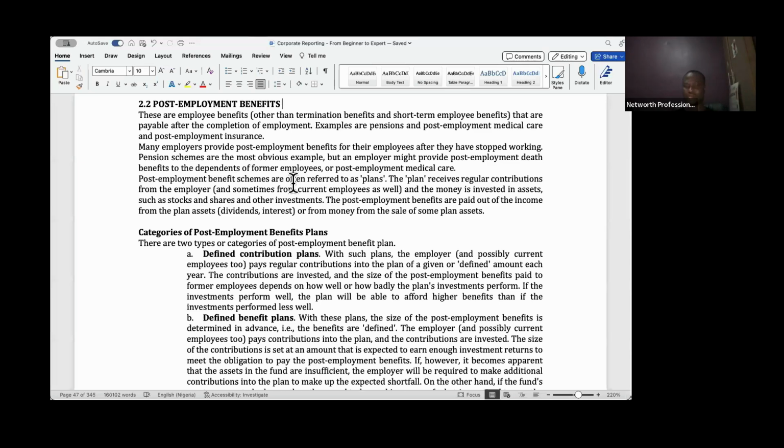So for that reason, in order to account for this, it comes with a series of complexity. Number one is, how do you even establish the amount of benefits you want to pay? Number two is, how do you then go ahead to capture your obligation, like yearly?